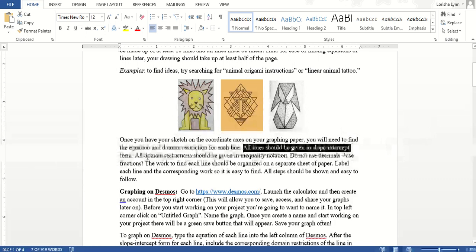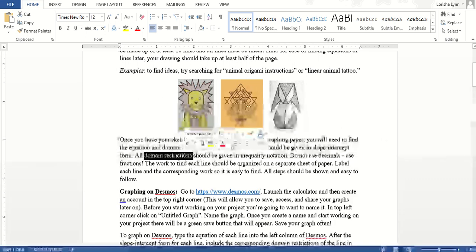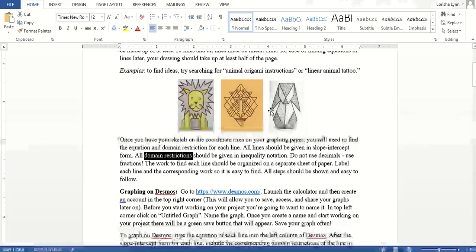You also need to find the domain restrictions, because as you notice in these pictures, these lines don't go on forever. They cut off. This little bunny's ear doesn't stretch on to negative infinity. It cuts off. So you're going to have to find the domain restriction of the two lines that make up the ear. Or you have to find the domain restrictions of the lines that make up your animal.